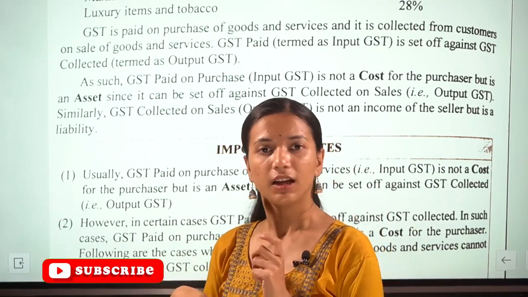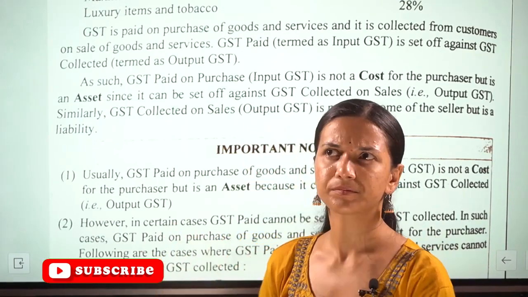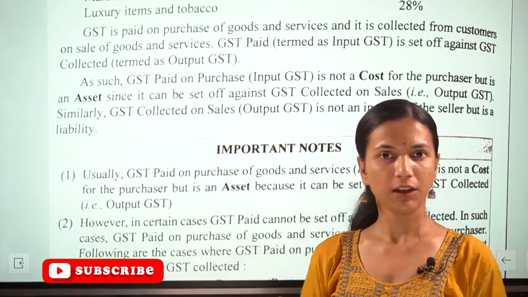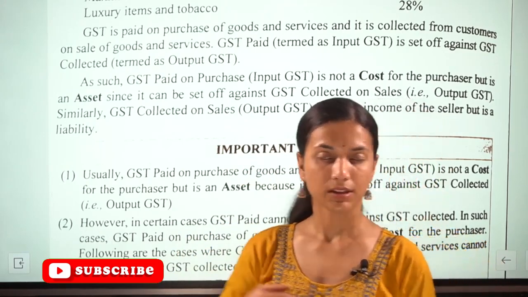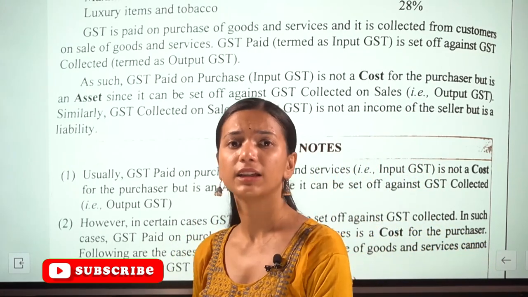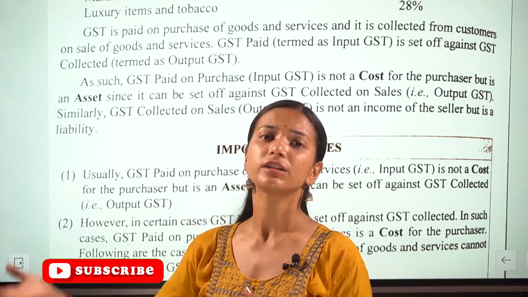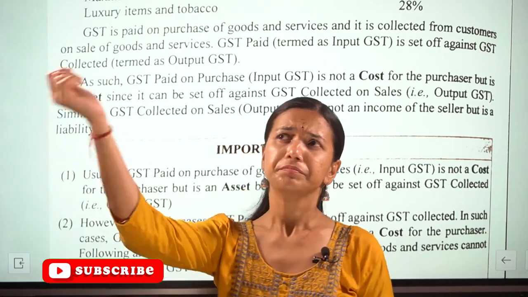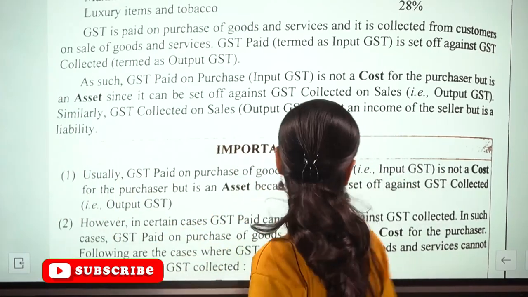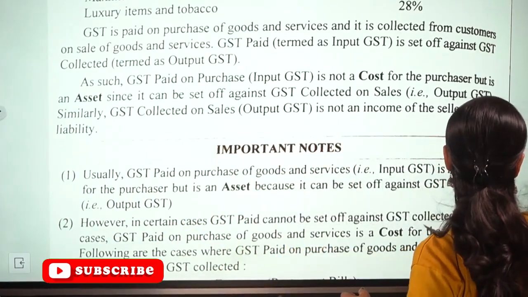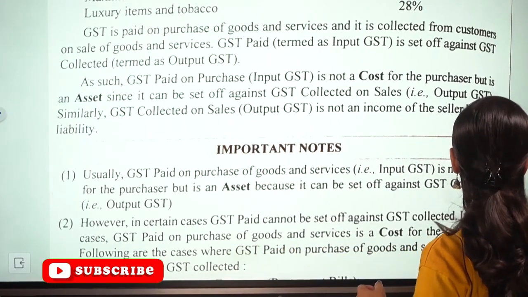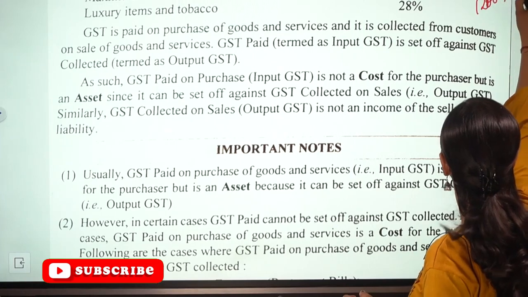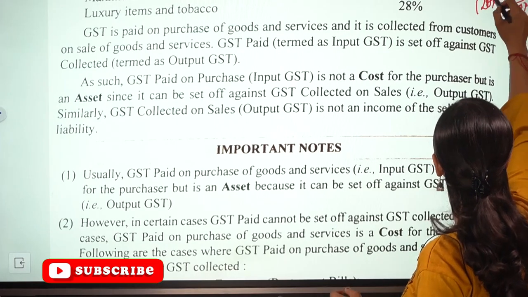Let's say you have bought goods worth 1000 rupees, and for that you are paying 18% GST, which means 180 rupees. Now that 1000 rupees good you are selling at 1200. Now 1200's 18% is how much?